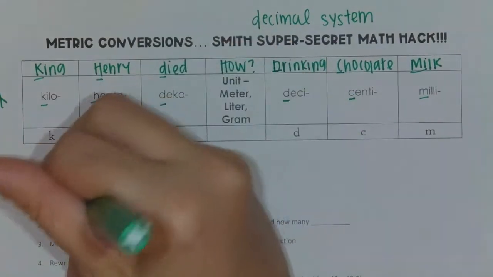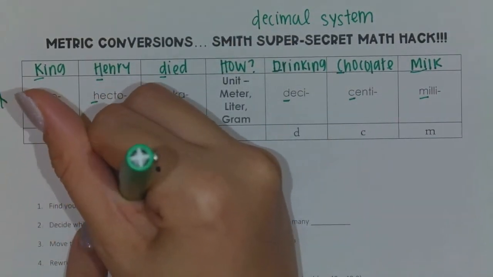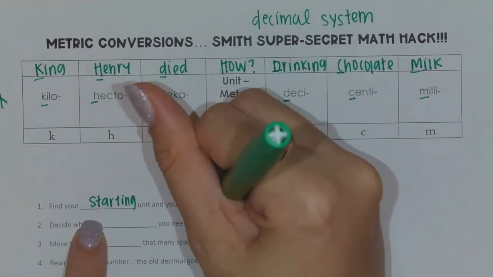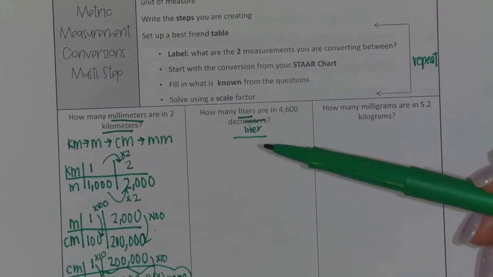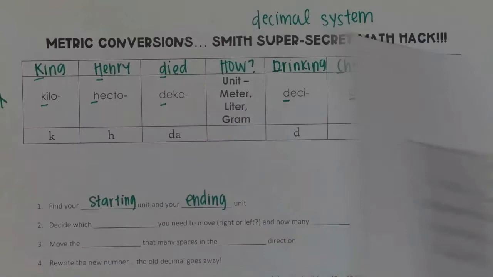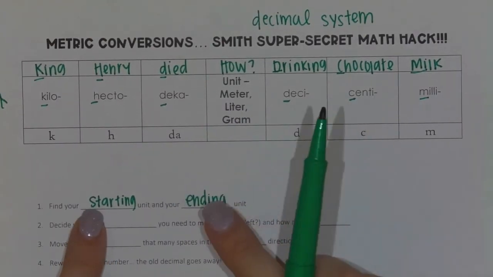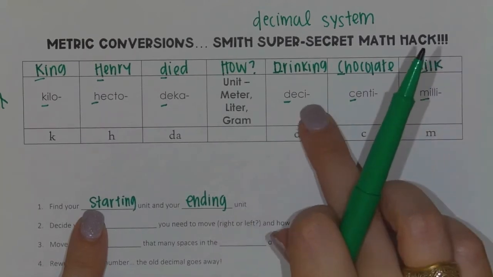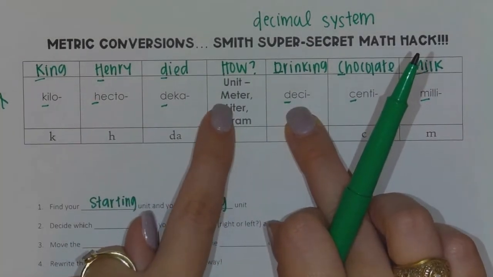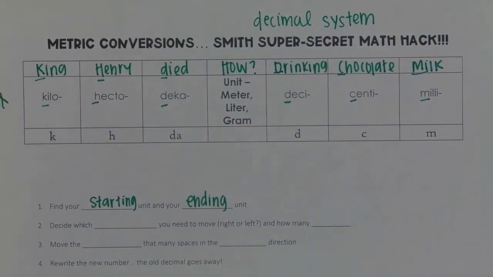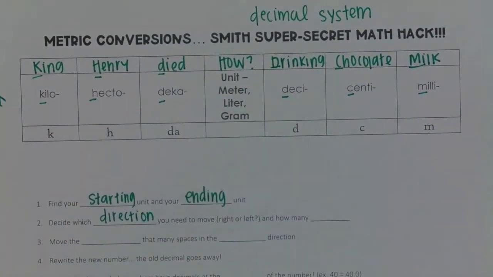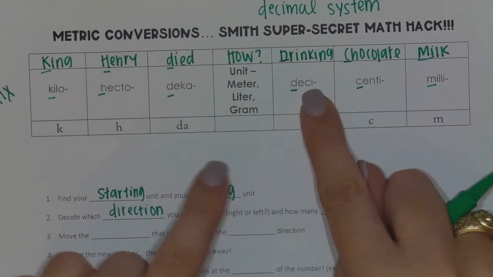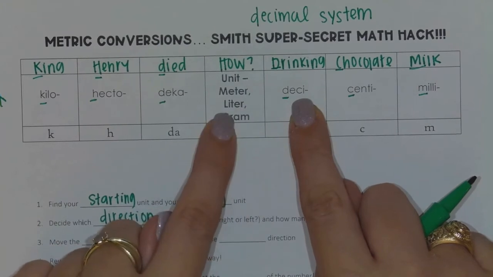The first thing we need to do is find our starting unit and our ending unit. So what I mean by that is when we look at our problem, what unit do I know and what unit am I trying to get to? So I know deciliters and I'm trying to get to liters. So deciliters would be my starting, liters would be my ending. So I'm starting here and I'm ending here. So once I know what I'm starting with and what I need to end with, that's going to help me decide which direction I need to move. So am I going to move to the right or to the left? So if I'm starting at deci and I'm going to liters, that's telling me I'm moving to the left.